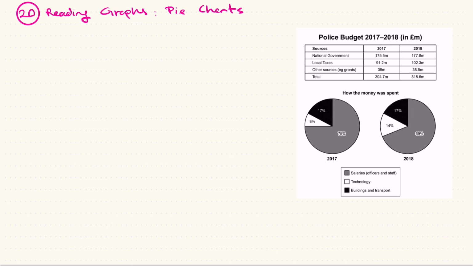So as you can see, these are not complicated graphs. It's just a few numbers that exist in this graph that we want to focus on and make sure that we write about those. So what will you need to do when it comes to pie charts? First of all, you need to zoom out a little bit. What is this chart about to begin with? So if you zoom out a little bit, it's about police budgets from 2017 to 2018.